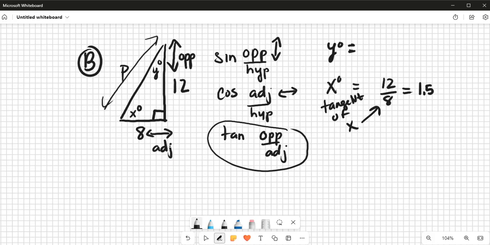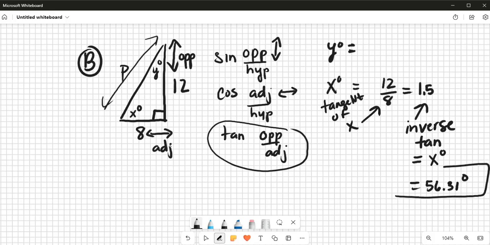And then we can use inverse tangent, which will equal angle x. So 1.5 inverse tangent is 56.31 degrees.